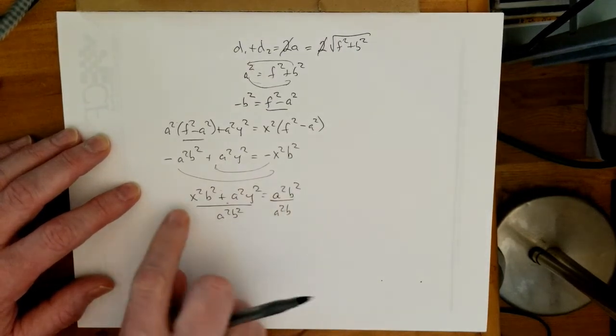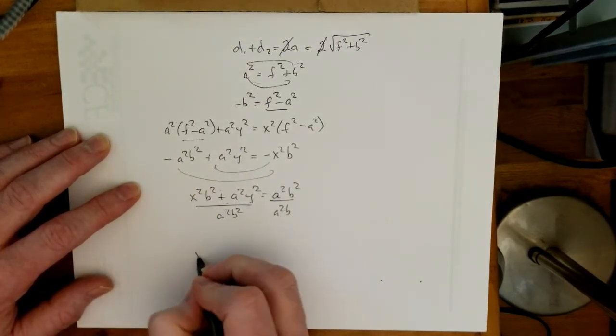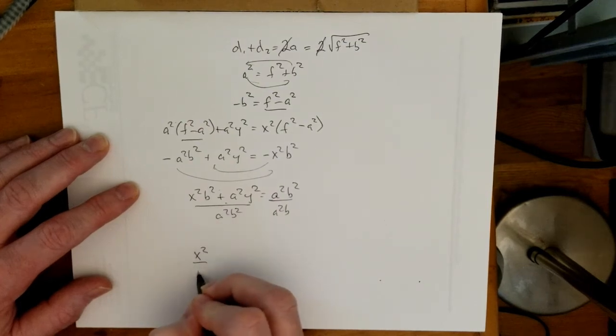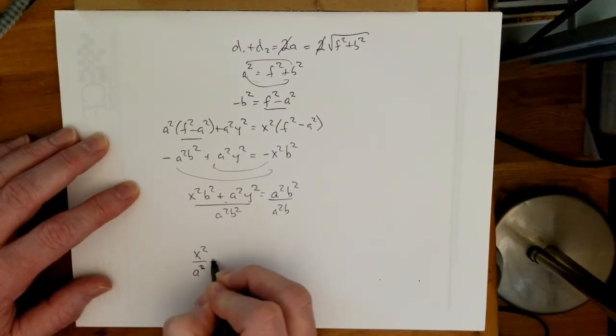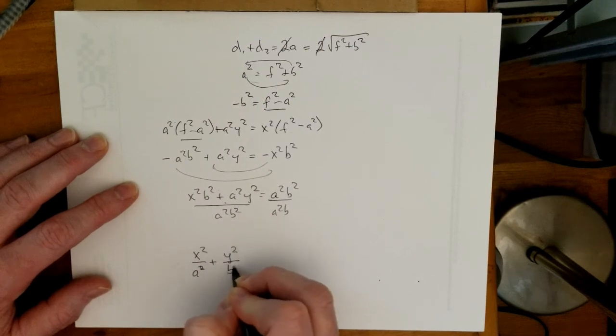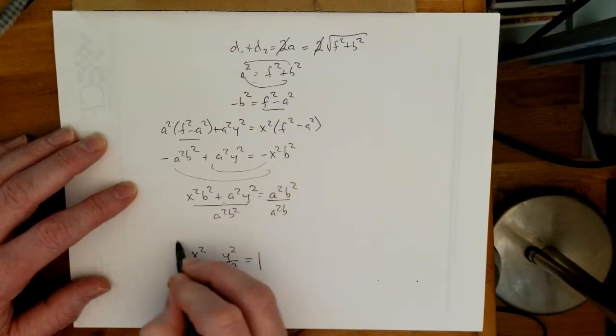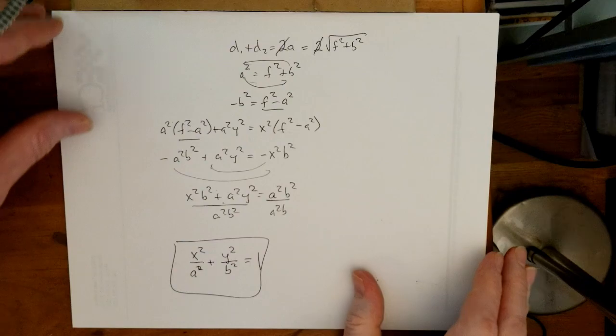And I'm left with, well, for this term over here, the b squareds cancel out, so I have x squared over a squared plus y squared over b squared, and that's equal to 1. And that is a standard form for an ellipse.